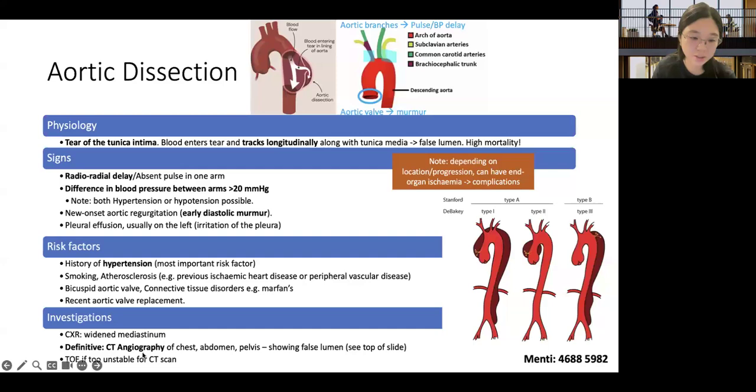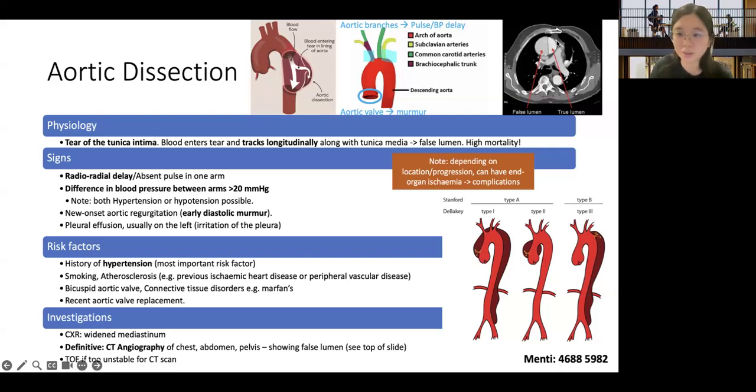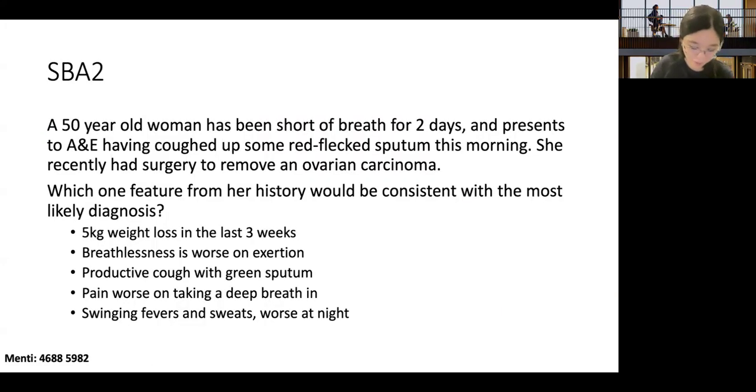And for the investigations, as was the answer for the last SBA, it would be a CT cap, because then you'll be able to see a false lumen, as you can see right now. And if on a preliminary chest X-ray you see a widened mediastinum, you will also proceed to do a CT angiography at this point. And if the patient is too unstable to move to the CT scanner, you would then do a transesophageal echocardiogram. Okay, so the next SBA, about 2 minutes for this one as well.